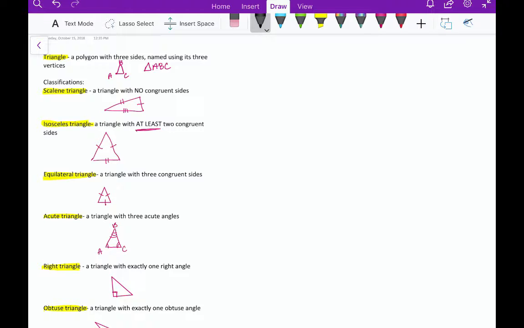And so it is possible, in fact, that a triangle will have 2 classifications. It will have an angle classification and it will have a side classification. So if I have this triangle here, what do I notice? I notice that it has 2 sides that are congruent. So that would be isosceles.